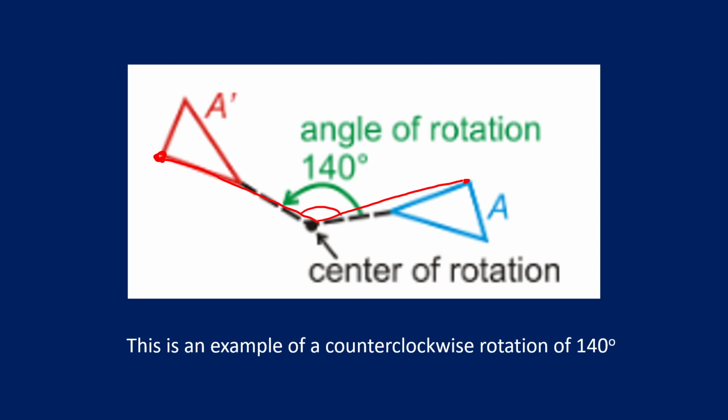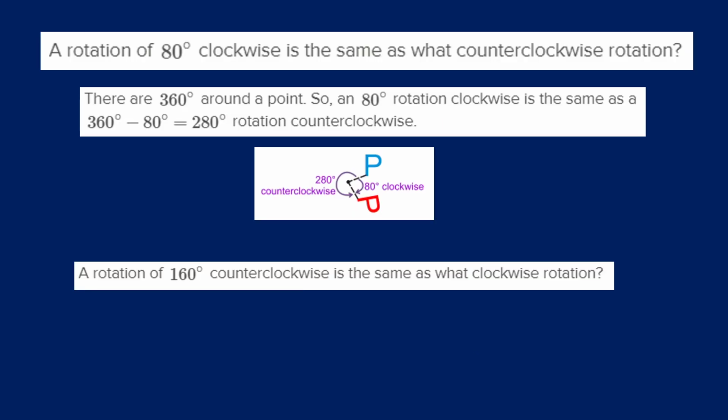And the direction matters, right? We're saying it's counterclockwise in this case. Clockwise would be going the other way. One thing that's important to realize is that when we describe a rotation, we could do it in two ways. There are 360 degrees in any rotation, so if we rotate something 80 degrees clockwise, that is the same as doing the other direction counterclockwise. So if we go 80 this way, it is the same as going 280 in the other direction. You would end up with the same result.